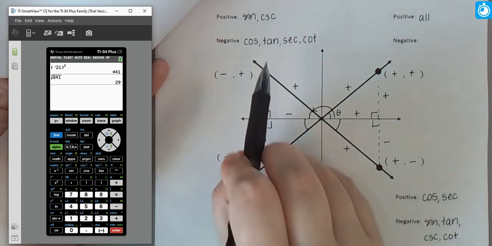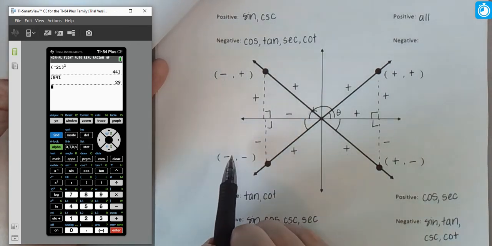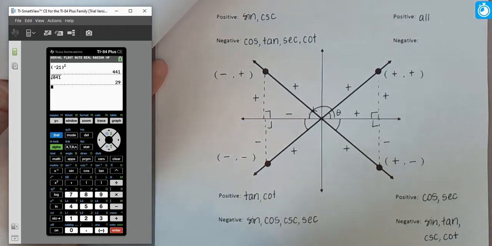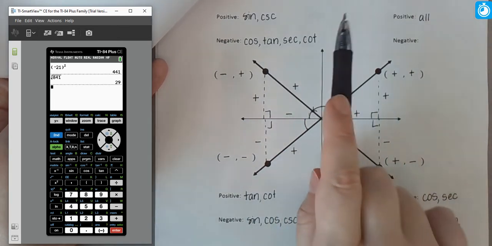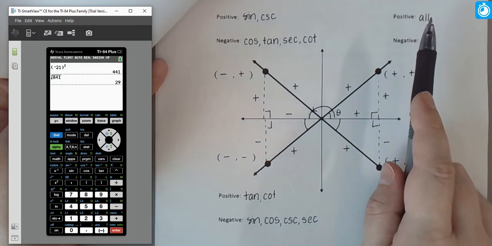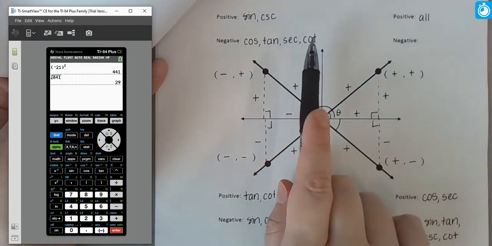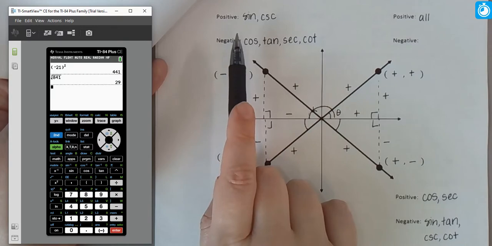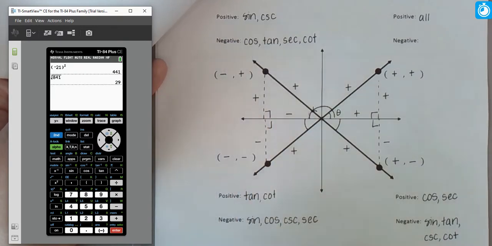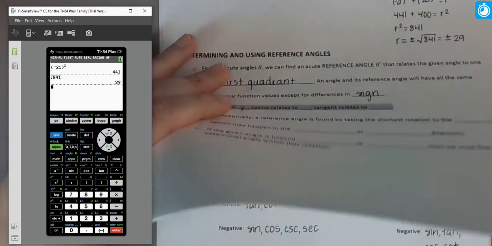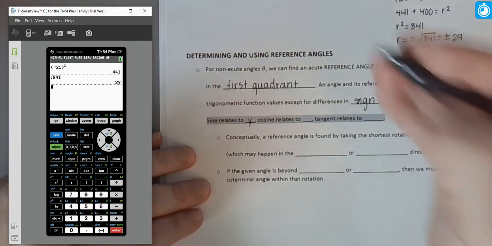In the second and third quadrant, the x coordinate is negative, and the associated cosine value is negative. So in the first and fourth, where x is positive, cosine is positive. In the second and third, where x is negative, the cosine is negative. So x is going to be the indicating coordinate for cosine.